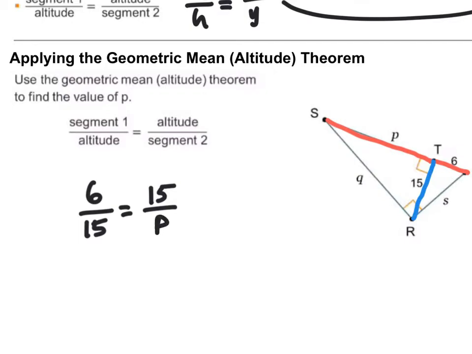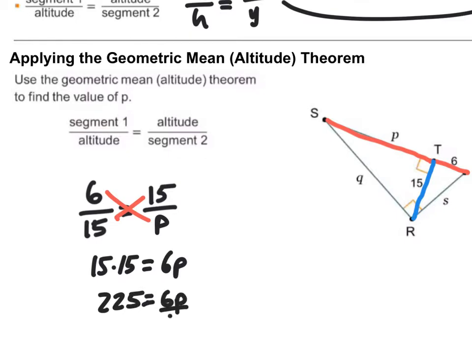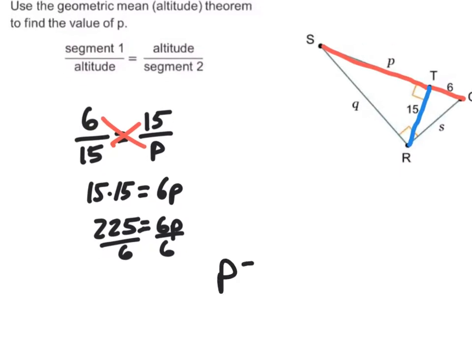Now, when you're solving this, you could cross-multiply and divide, which is fine. Let's just do that. I'm going to cross multiply and set up an equation: 15 times 15 is equal to 6 times p. So 15 times 15, I believe, is 225. So 225 is equal to 6p. If I divide both sides by 6, that gives me 37.5. So I know that p in this scenario is equal to 37.5.